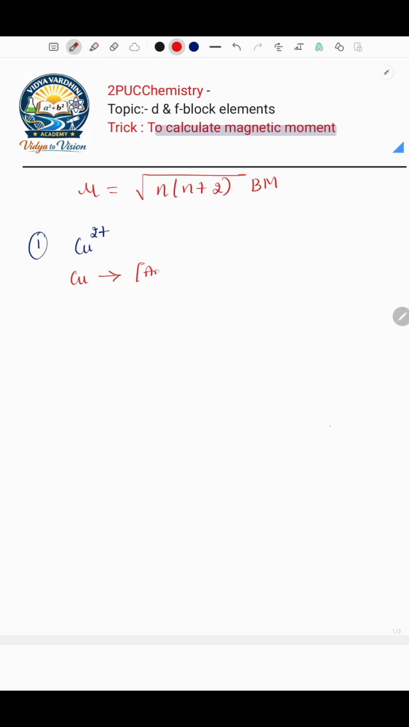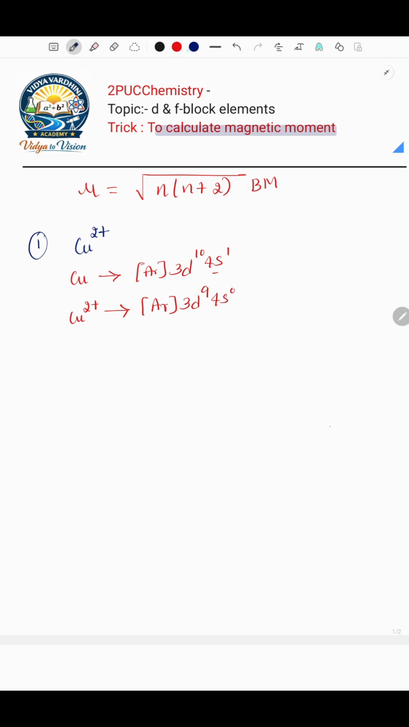First, that is argon 3d10 4s1. But when we are asked to calculate for Cu2 plus, you have to remove 2 electrons, and always remember, whenever you are removing electrons, you have to remove from the outermost orbitals. First I will remove from 4s, then I will be removing from 3d. 2 electrons removed, then the configuration will be 3d9 4s0.